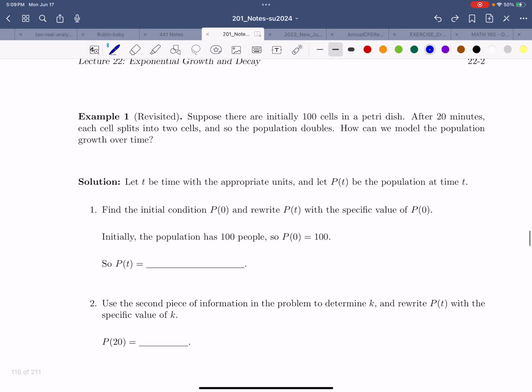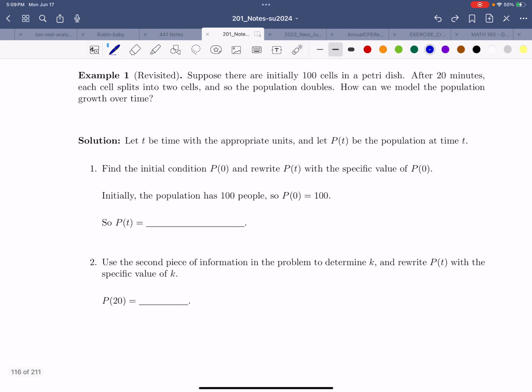So let's consider a problem where there are initially 100 cells in a petri dish. The population doubles every 20 minutes. We want to be able to model the population at a certain time t. After 1,000 minutes, what's the population, for example?